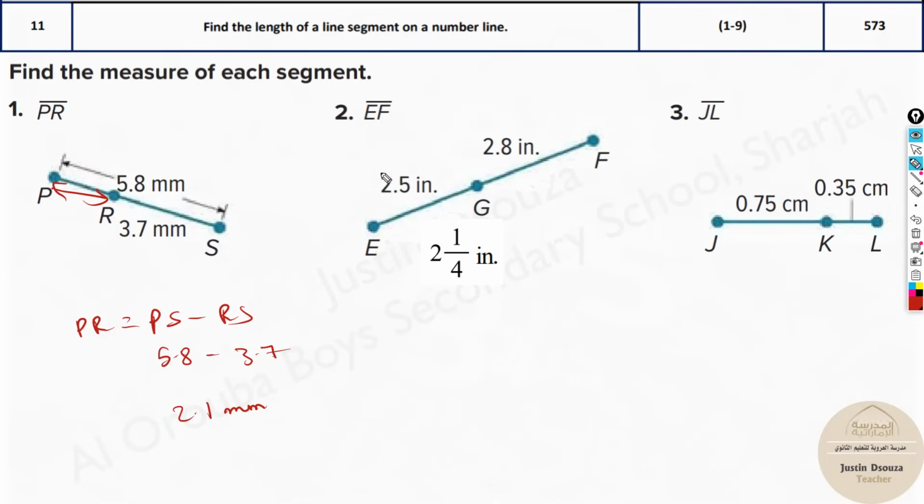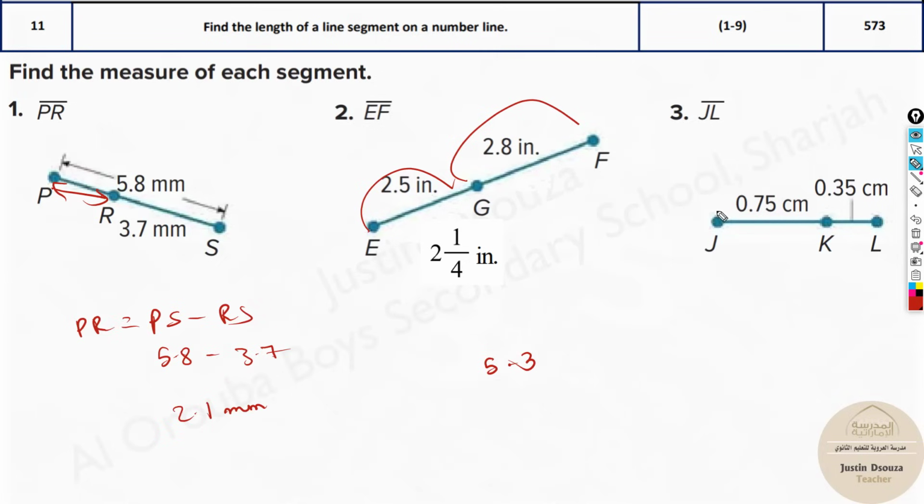And over here, we have this length as 2.5 and this length as 2.8. You need to find the total length. Total length would be 2.5 plus 2.8. That would be 5.3. That is the answer over there. And how do we do this?